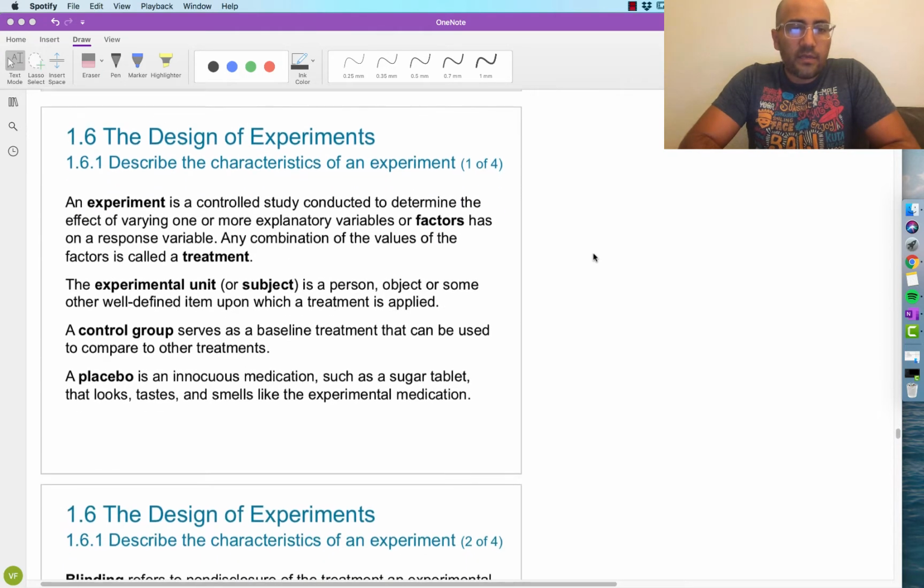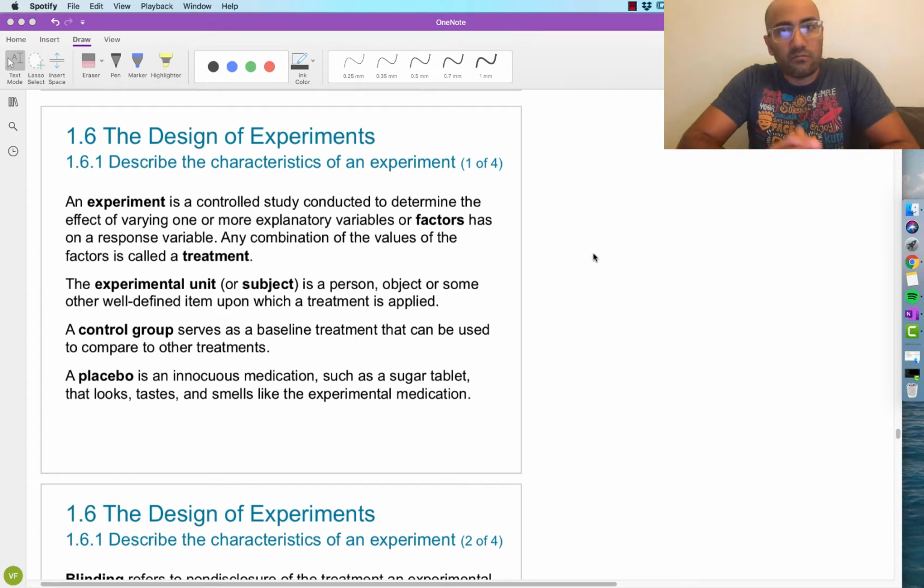Okay, so an experiment is a controlled study conducted to determine the effects of varying one or more explanatory variables, called factors as well, on the response variable. Any combination of values of the factors is called a treatment. The experimental unit or subject is typically a person, or it could be an object or an animal. It depends from experiment to experiment. It's some well-defined item on which a treatment is going to be applied.